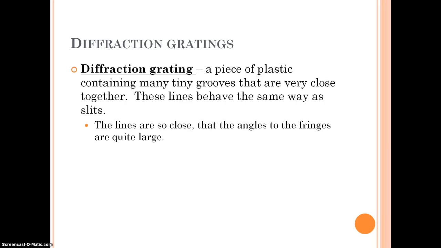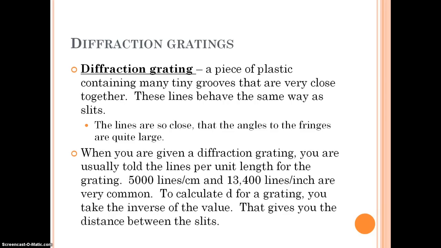The first thing you need to know is that this behaves just like a double slit. But there's one other thing that you need to know. When you're given a diffraction grating, they have a rating. The ones that I'll give you in class to look at are rated at 13,400 lines per inch. So I told you it's a lot of lines in 1 inch. You can't really see the lines. You can feel that the material is rough.